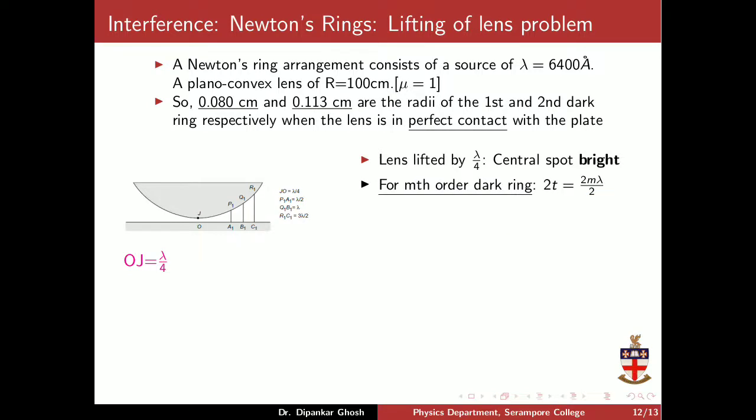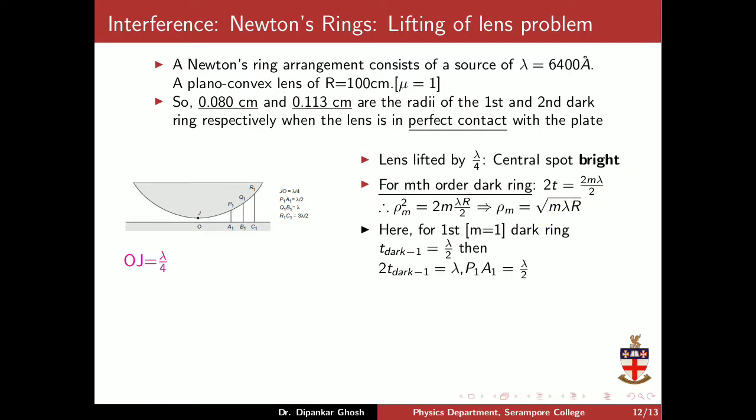Now for the mth order dark ring, what do we need? We need twice T to be 2m lambda by 2. So where do we get that? And we know for the mth order dark ring, this is just the previous thing I am doing, rho m will be root over m lambda R.